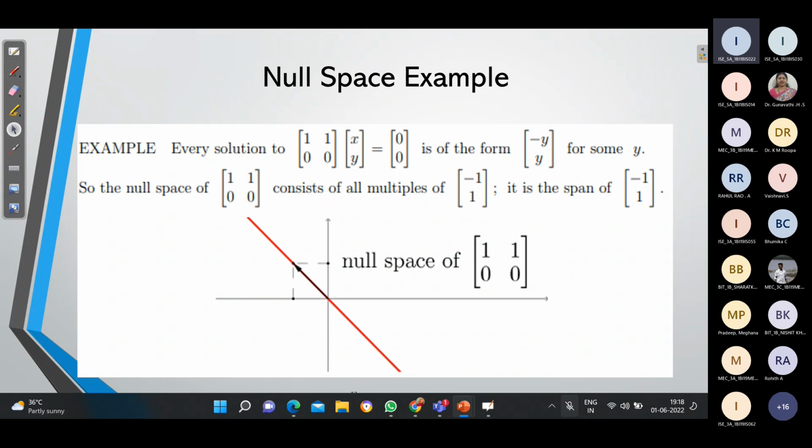Every solution to the equation [1 1; 0 0] times (x, y) equals 0, that is nothing but Ax = 0, where the matrix A is here [1 1; 0 0], is in the form of (-y, y) for some y. So the null space will be spanned by the vector (-1, 1). You can see here the null space of [1 1; 0 0] depicted in the graph below. That line depicts the null space of the given matrix.